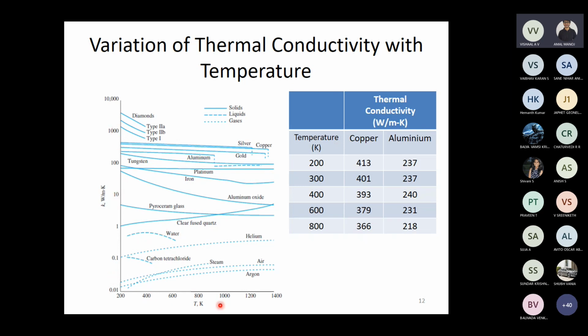And remember, this is a logarithmic scale. The x-axis is a linear scale, whereas the y-axis is a logarithmic scale. That means these variations are actually much larger than we can see on this graph. So we can say that the variation in the thermal conductivity for solids is considerable.